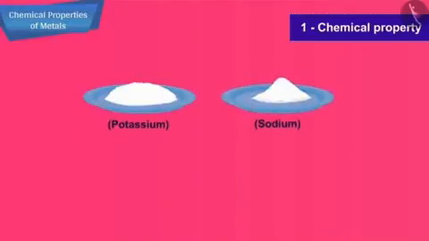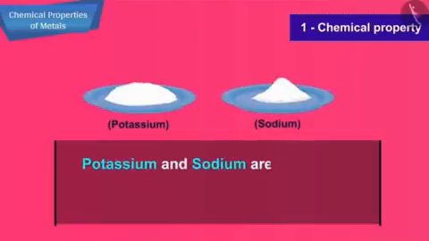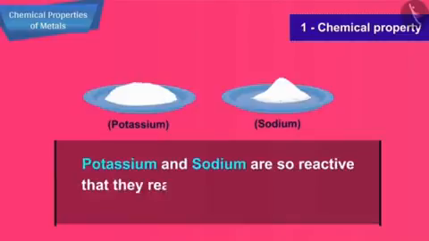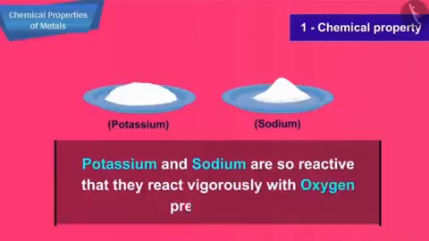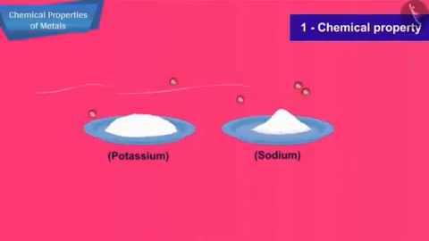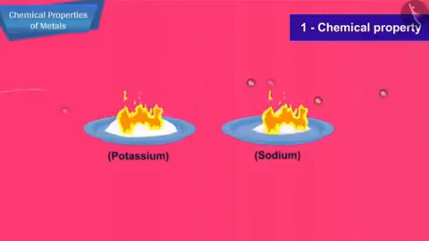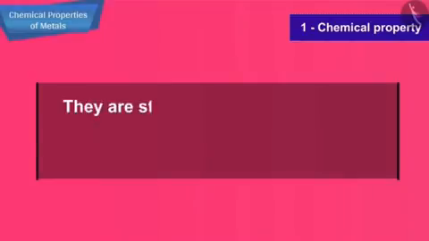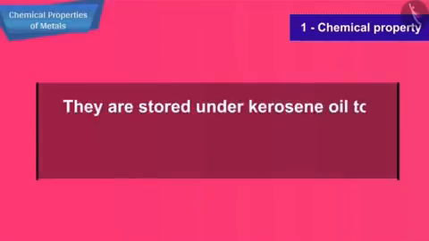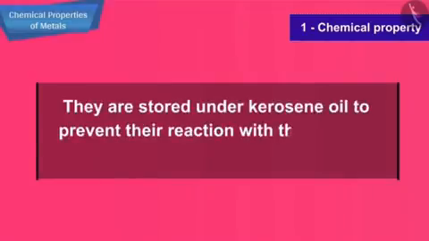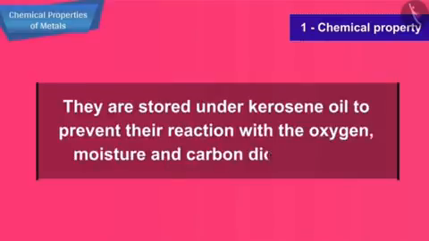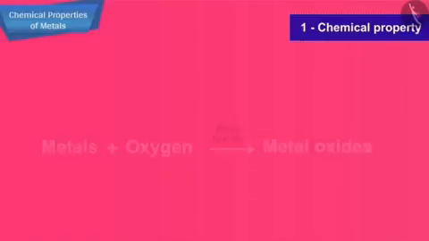That is, potassium and sodium are so reactive that they react vigorously with oxygen present in air. They catch fire and start burning when kept open in the air, and this is the reason why they are stored under kerosene oil to prevent their reaction with the oxygen, moisture and carbon dioxide of air.